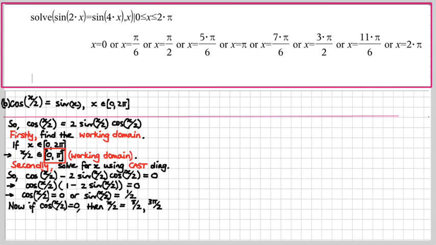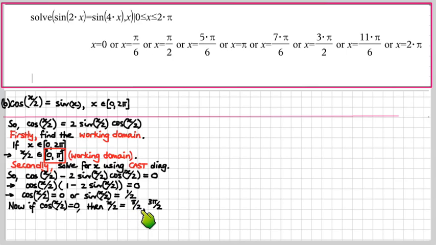Alright, now we've got to solve each of those separately. If cos of x on 2 equals 0, just think about the cos graph. x on 2 would be pi on 2 or 3 pi on 2. The first one in a cos graph is pi on 2, then every pi after that. Okay, so that's good. And what are we saying the working domain is? Yeah, 0 to pi.